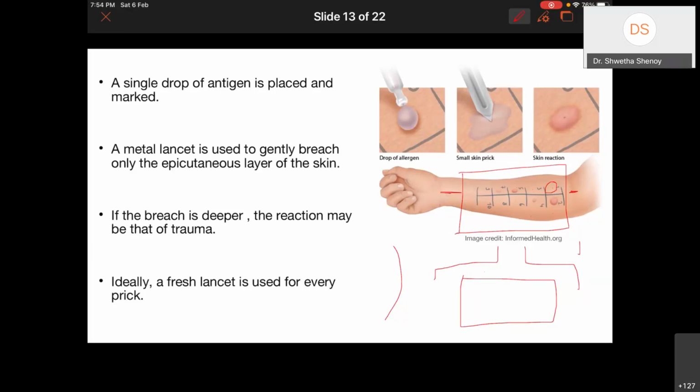What happens if your breach is deeper? If you see a blood spot when you do this, or if your breach is deeper than the epicutaneous layer, then the wheal and flare might be a response to trauma and not to allergy. Ideally, we have to use a fresh lancet per prick, because we don't want the cockroach allergen getting mixed with the pollen allergen and pollen allergen getting mixed with all, and then you have no clue what the patient is allergic to.